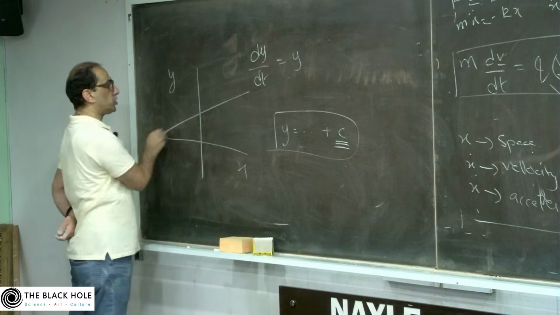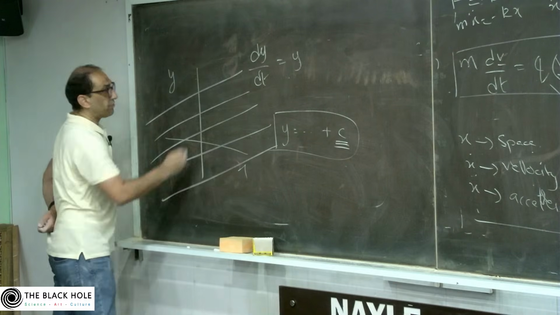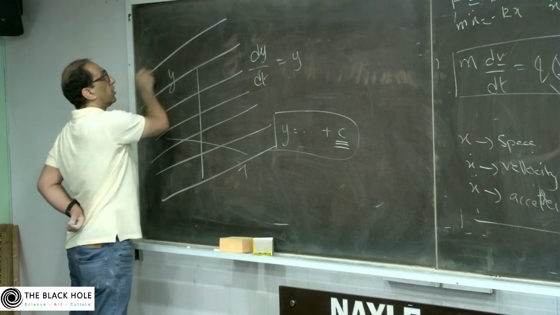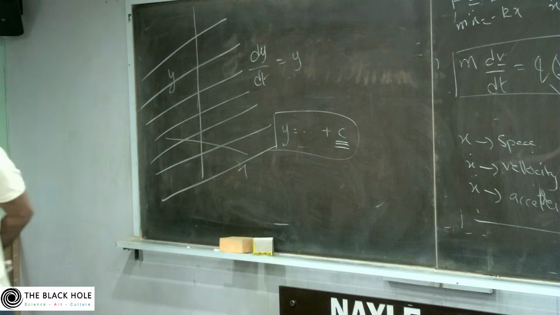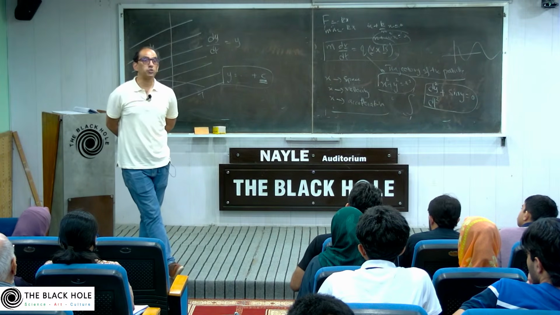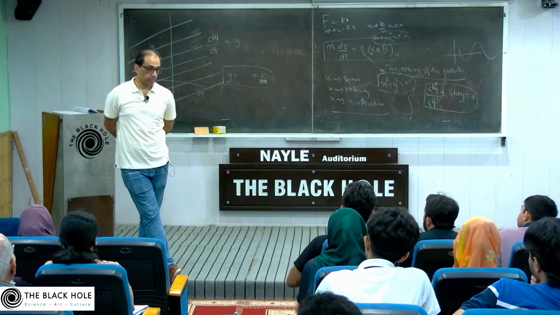Let me give an example here. Let's say the solution is this line. If this is the solution, I can plot infinitely many of them. But which particular curve I need to pick depends on the boundary or initial condition, which is determined by C. That is why we are interested.